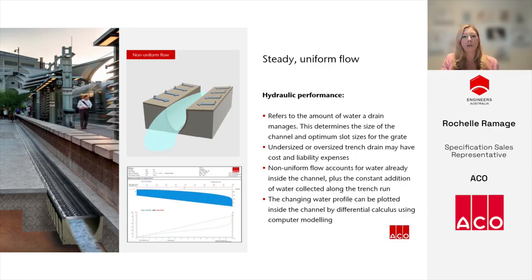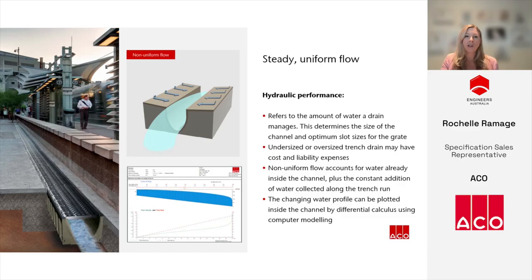Trench drains operate under non-uniform flow because water is constantly entering along the length of the channel. The water profile changes as it moves downstream. Manufacturers should provide hydraulic performance data that reflects this, ideally based on real testing or modelling. Non-uniform flow is a more accurate way to model trench drainage. It accounts for the water already inside the channel, plus the continuous addition of water entering through the grate.